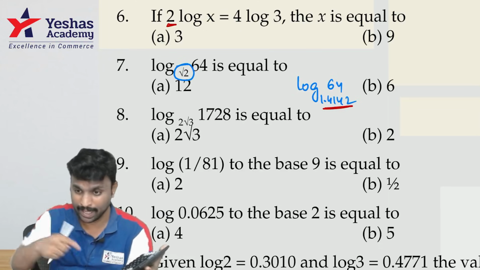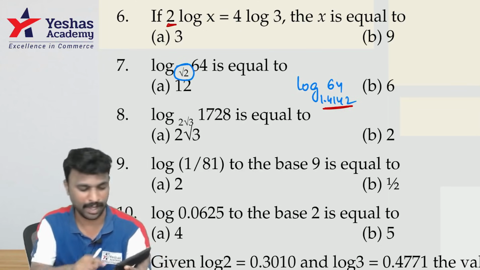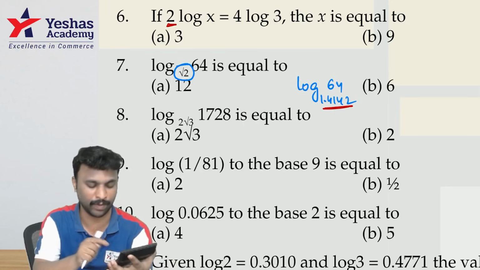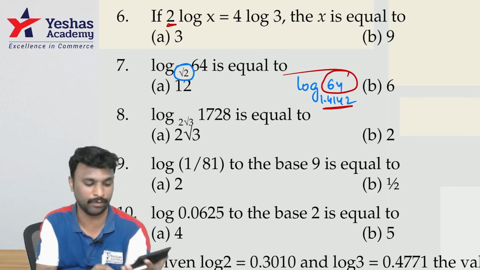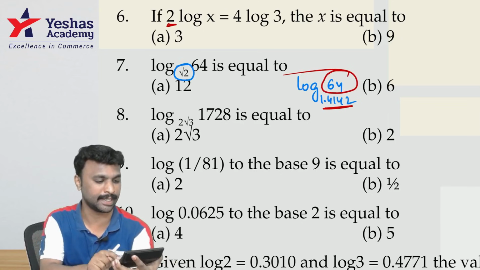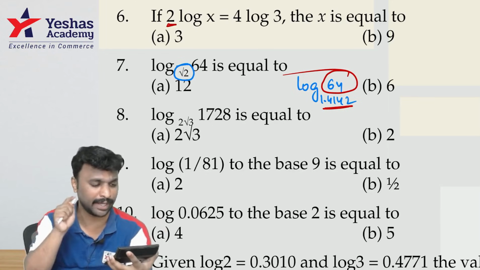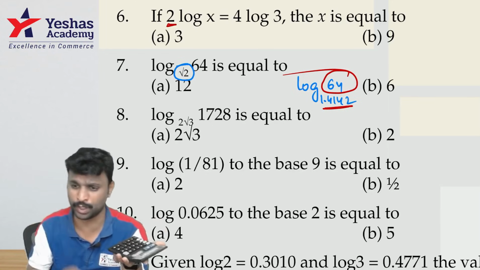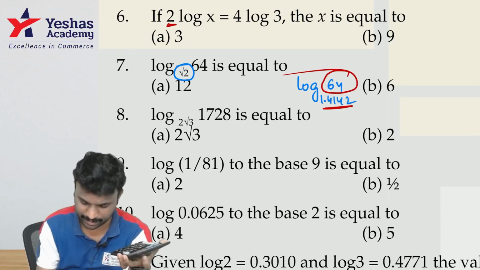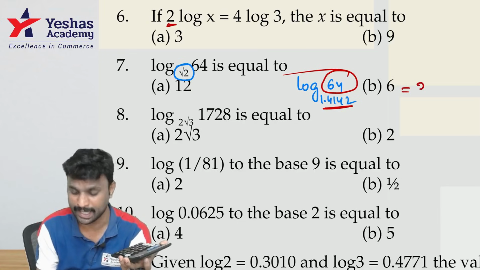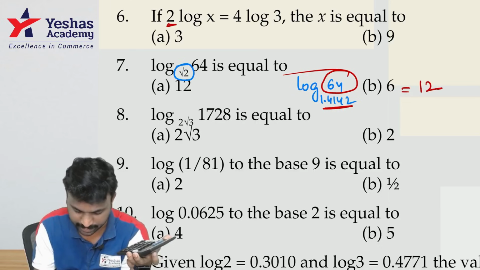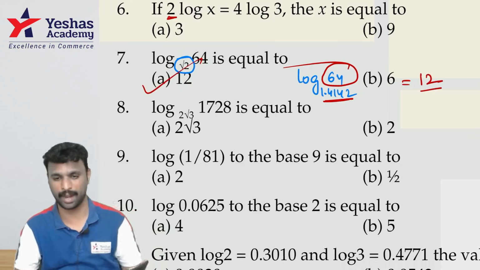1.4142. Now, keep raising the power. How do you raise the power? Press into, keep pressing equal until what? You get 64. Until you get 64. Keep raising the power. So the counter number it is showing is 13. You get the value 63.99, which is closer to what? 64. Counter number is 13, means actual power is what? 12. One less than that, which is 12. So option A is the right answer.